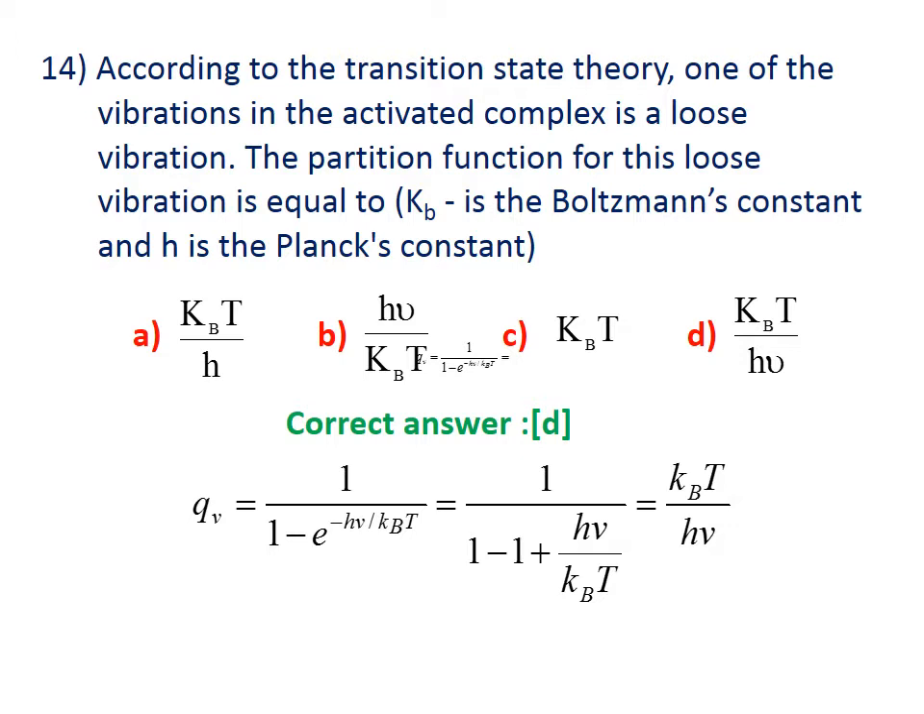You know the vibrational partition function Qb will be equal to 1 by 1 minus e power of minus H nu divided by Kb into T, which is equal to 1 divided by 1 minus the e power of minus H nu by Kb T. For the loose vibration, this value will be equal to 1 plus H nu by Kb into T. The 1 cancels, you rearrange, and we will get Kb T divided by H nu. Therefore the partition function of the loose vibration will be equal to Kb, the Boltzmann constant, into T divided by H nu. The correct answer is D.